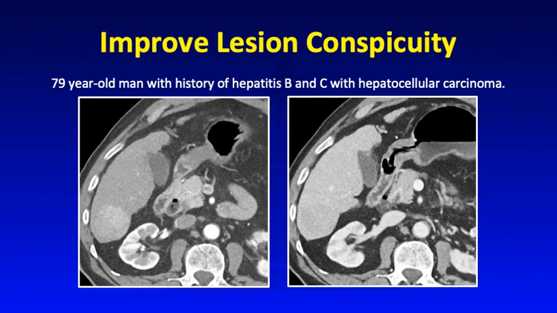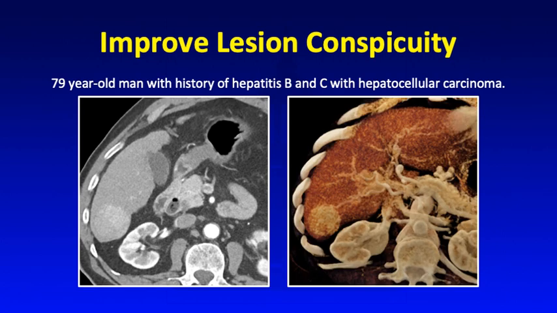When we look at this case of a patient with hepatitis B and C and hepatocellular carcinoma, you can see a vaguely hypervascular lesion within the right hepatic lobe with very subtle washout on the venous phase images. But when we compare that to the cinematic rendered image, you can see greatly increased contrast to background ratio, and it really makes the hepatocellular carcinoma pop out compared to just the regular axial images.